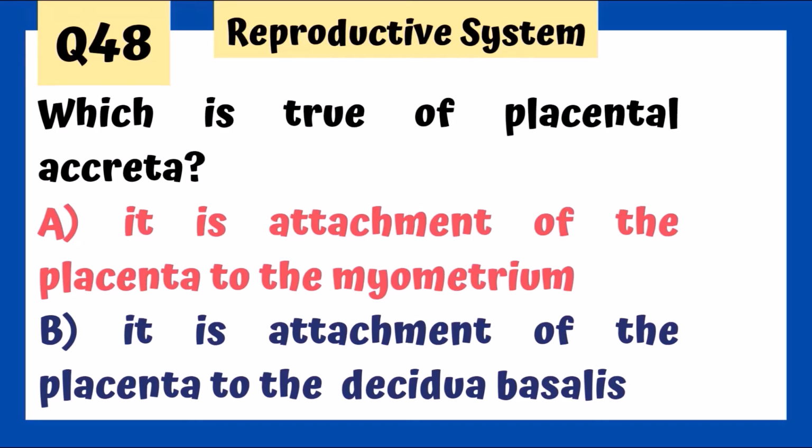Now, increta is when it actually goes further into the myometrium, and percreta is when it goes into nearby organs, such as the bladder. But accreta is just simply attachment of the placenta to the myometrium, which itself could be very dangerous.